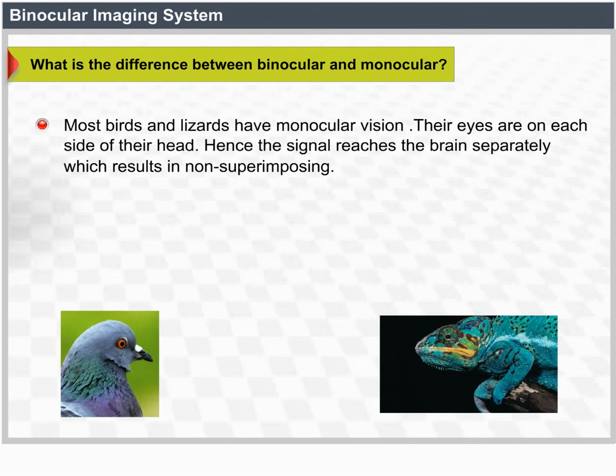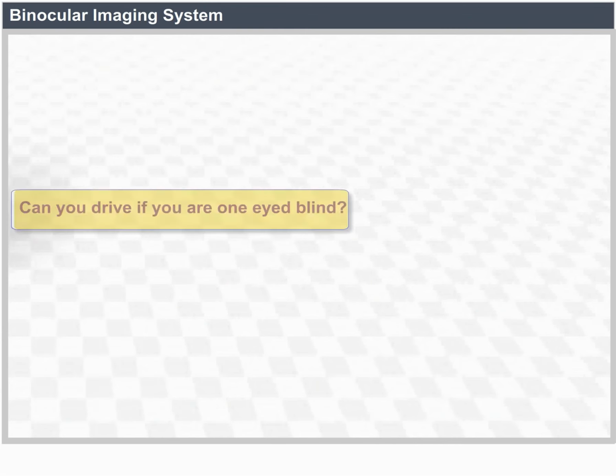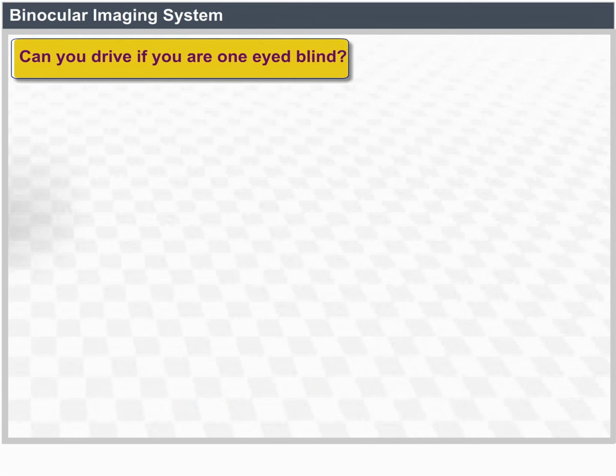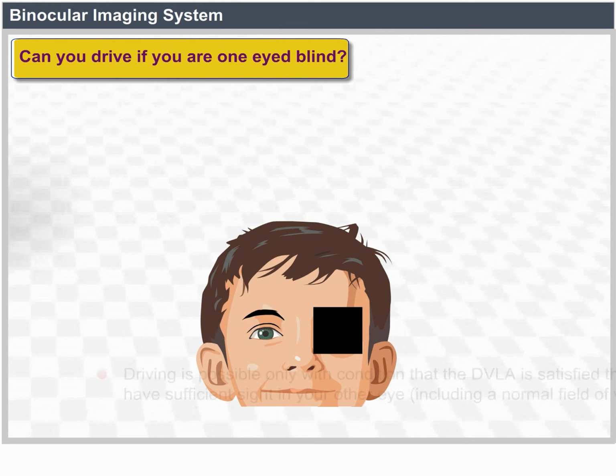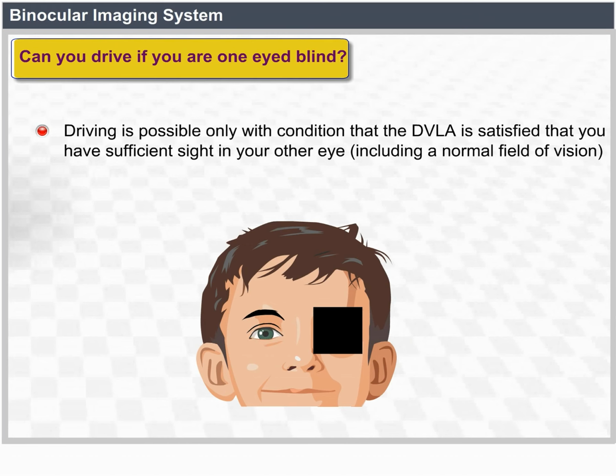Most birds and lizards have monocular vision. Their eyes are on each side of their head. Can you drive if you are blind in one eye? Yes, you may still be able to drive a car or motorcycle if you have only one eye, or sight loss in one eye, sometimes called monocular vision. This is provided that the DVLA is satisfied that you have sufficient sight in your other eye, including a normal field of vision.